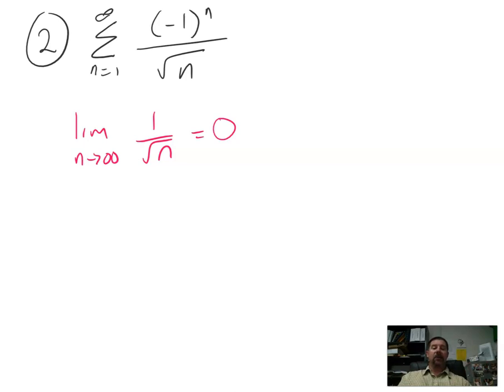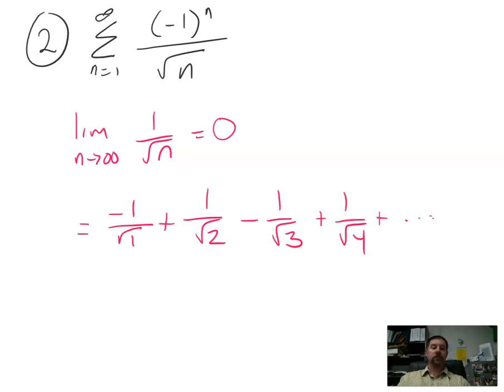Now, again, for alternating series, I need to show that it is getting smaller each term. So I'm going to look at the actual terms. If we start plugging in n equals 1, 2, 3, I get negative 1 over root 1 plus 1 over root 2 minus 1 over root 3 plus 1 over root 4. So yes, my terms are getting smaller. Because the limit as n goes to infinity equals 0, and the terms are getting smaller or non-increasing, this converges by the alternating series test.